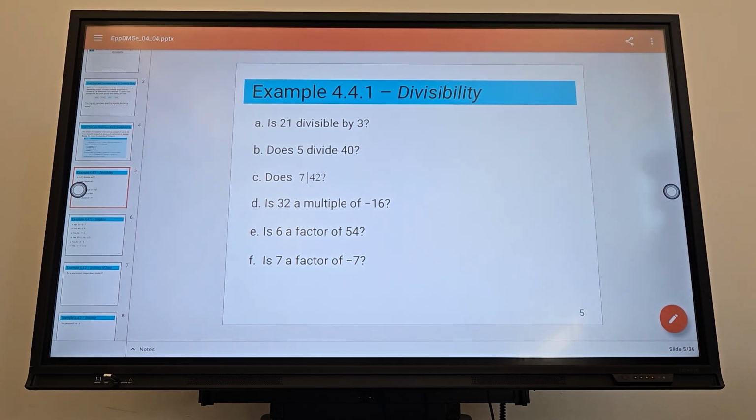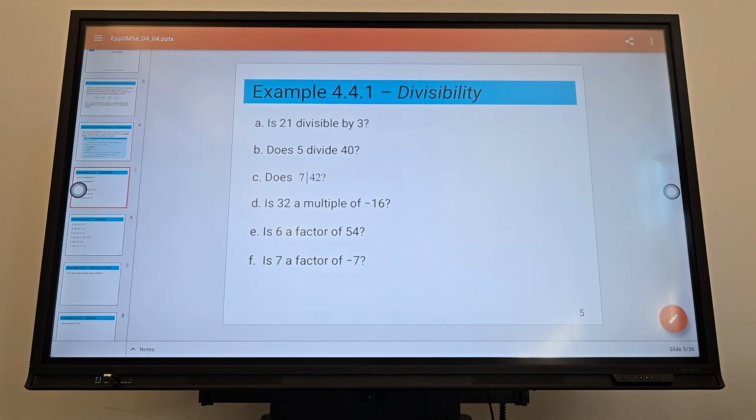So, is 21 divisible by 3? Yeah, because 3 times 7 is 21. Does 5 divide 40? Yeah, 8 times 5 is 40. Does 7 divide 42? Yes. 42 equals 6 times 7.